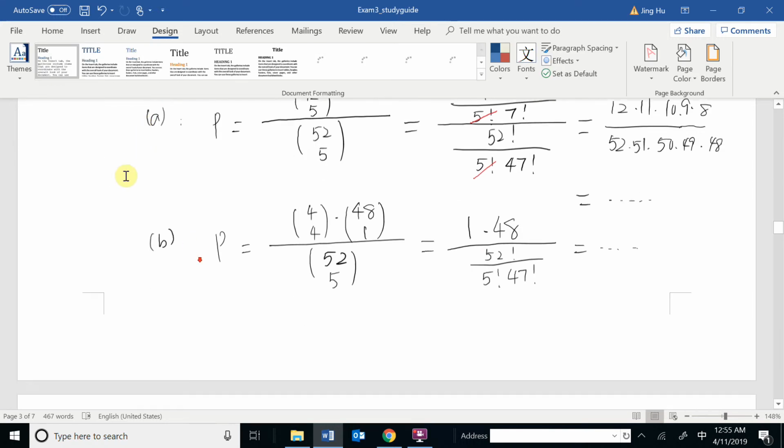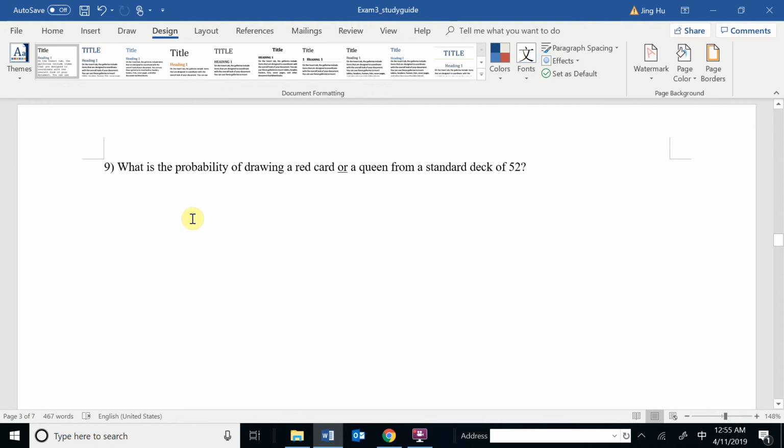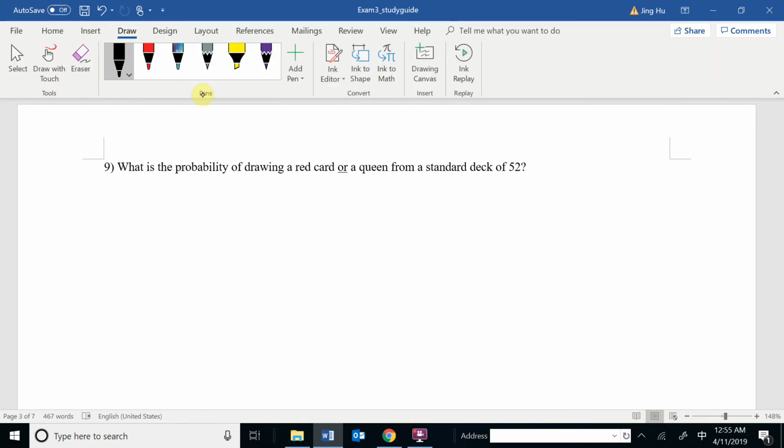Okay, so now let's go to number 9. What's the probability of drawing a red card or a queen from a standard deck of 52? So suppose we let event A mean you get a red card, and B mean you get a queen.